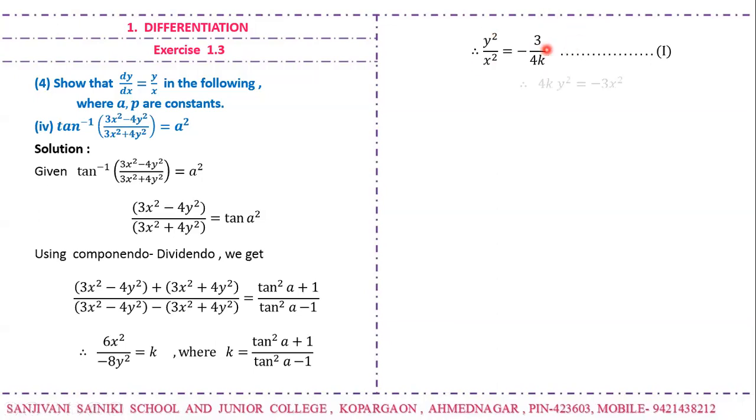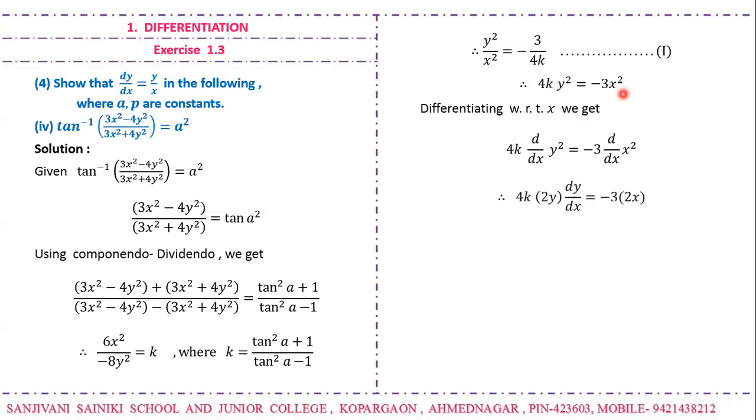And from this equation, I can write 4k y square is equal to minus 3 x square. Now we differentiate this function with respect to x. 4k is a constant, so we can take it outside. Then the derivative of y square is 2y dy by dx, and minus 3 is constant, so the derivative of x square is 2x. So again, these two terms will go to that side, and we get dy by dx is minus 3 by 4k times 2x upon 2y.